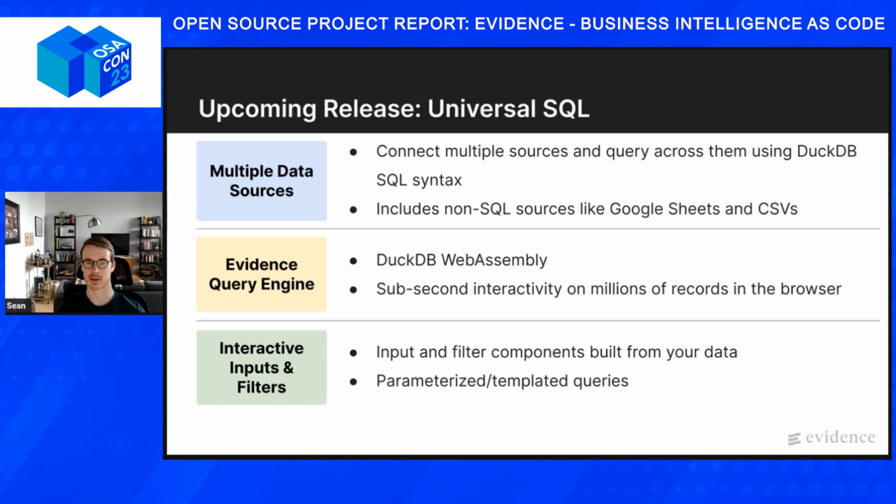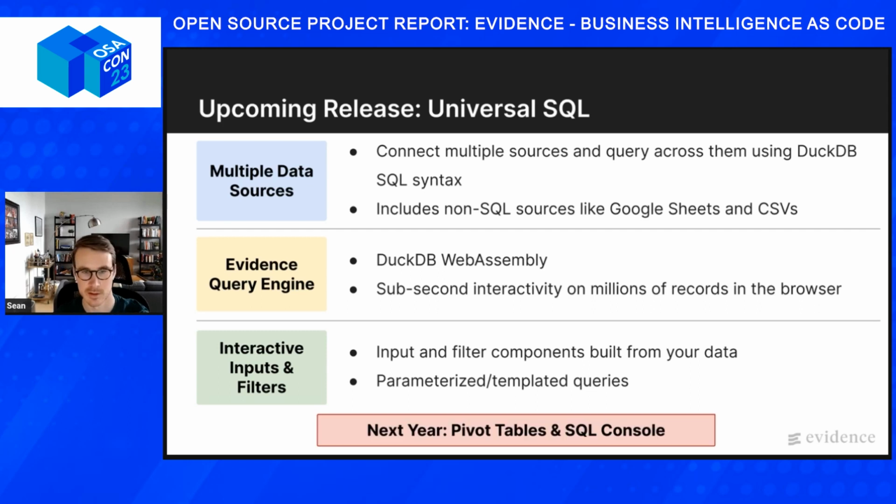So we're going to be releasing a bunch more of these over time, but at first we're going to have some simple components like dropdowns, which will let you build an input from your data and then have people select from that input and deliver the information through a parameterized or templated query to update the results. So you can build some really dynamic reporting with this. And up next for next year, we've got pivot tables and a SQL console, which people are pretty excited about.